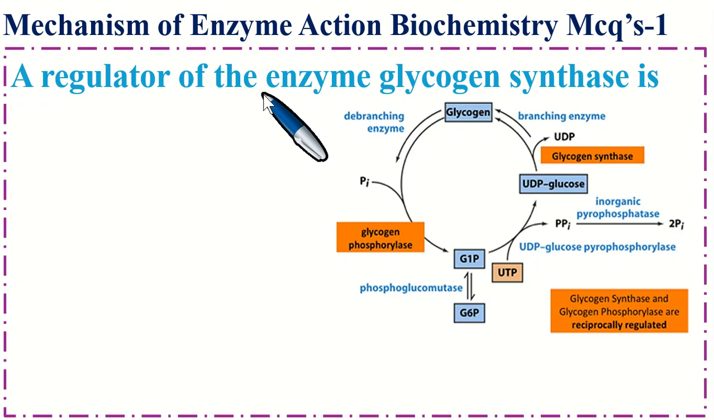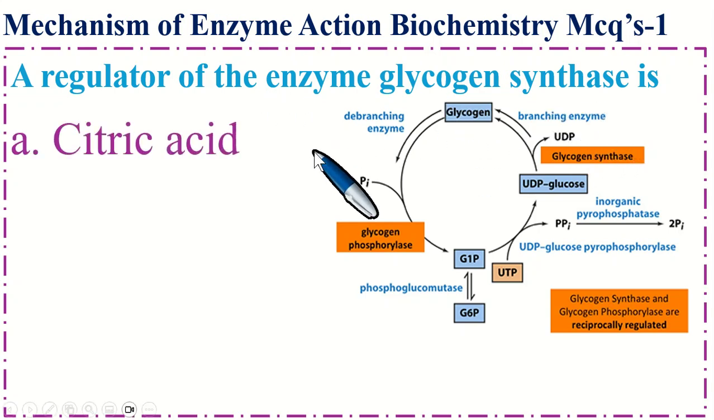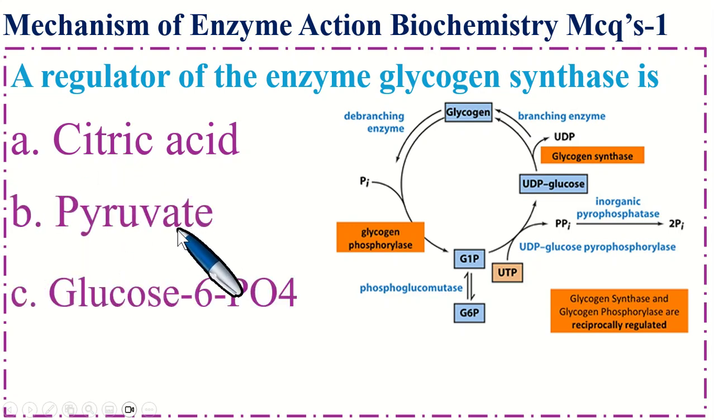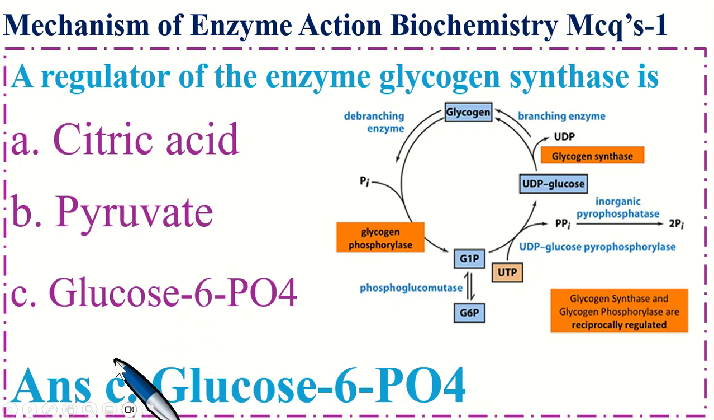A regulator of the enzyme glycogen synthase is option A citric acid, B pyruvate, C glucose 6 phosphate. Correct option is C glucose 6 phosphate.